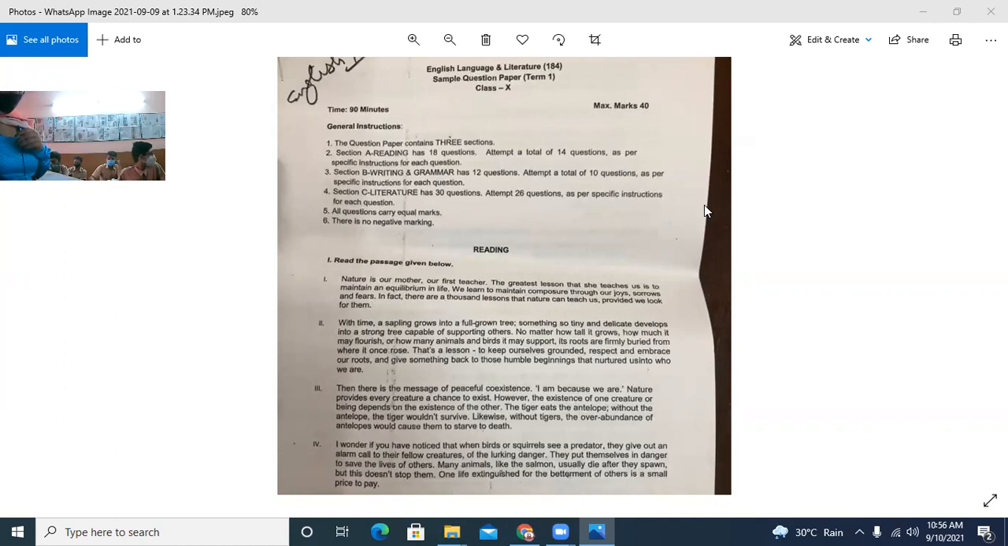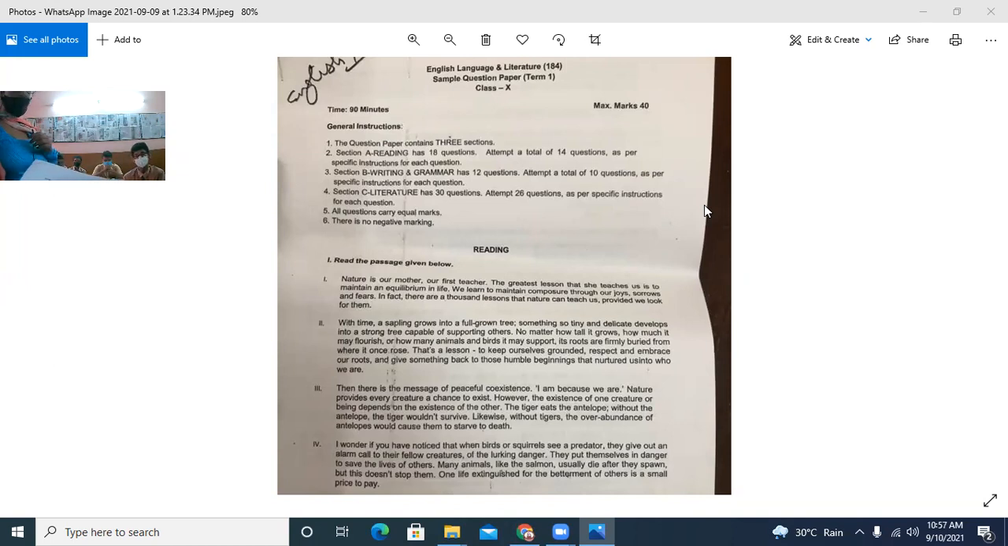First is: nature is our mother, our first teacher. The greatest lesson that she teaches us is to maintain the equilibrium in life. We learn to maintain composure through our joys, sorrows, and fears. In fact, there are 1,000 lessons that nature can teach us, provided we look for them.